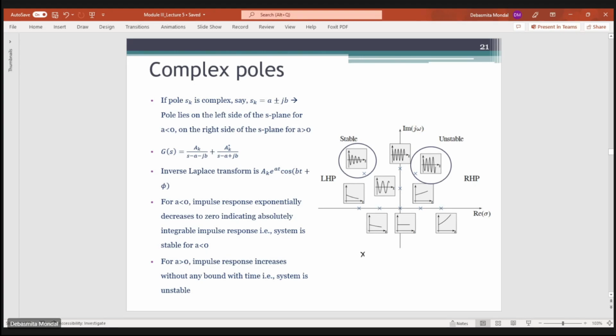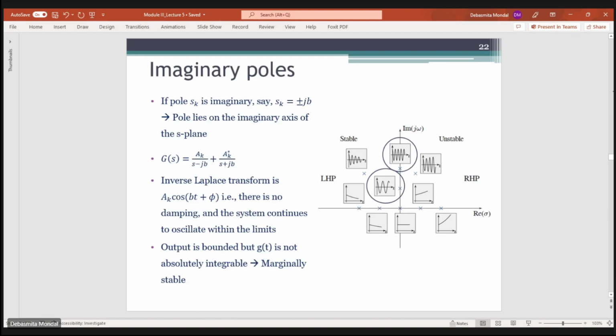Then you have the third case where the value of a is equal to 0. The value of a equal to 0 means s_k will be just plus minus jb. In that case the poles are known as imaginary poles. Imaginary poles means the poles lie on the imaginary axis.